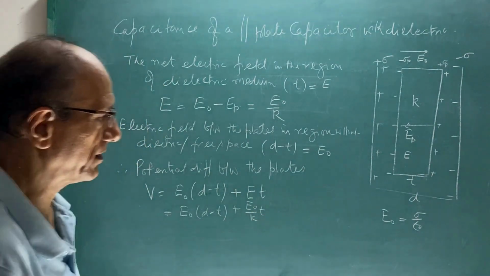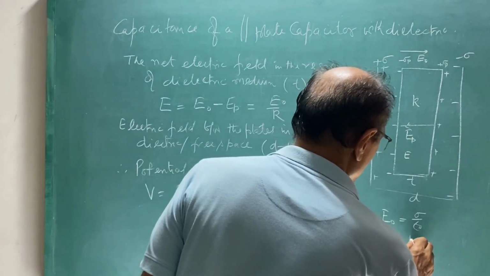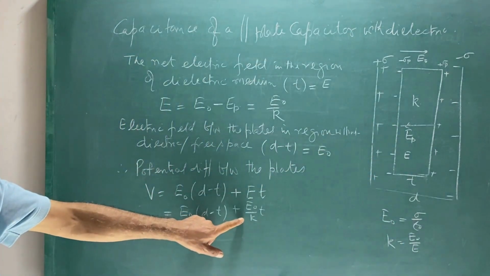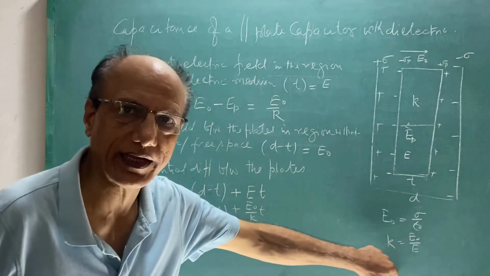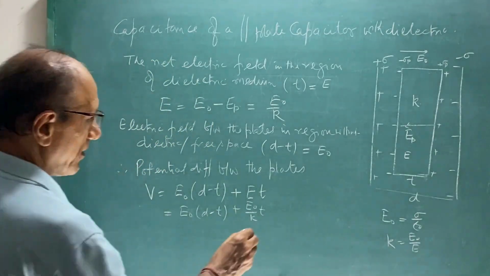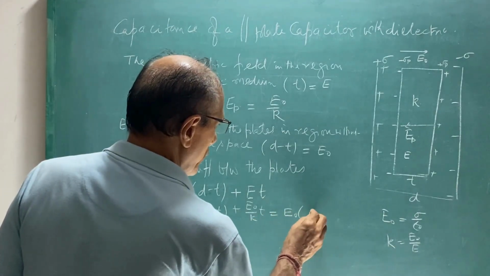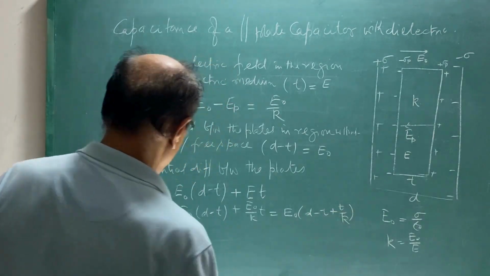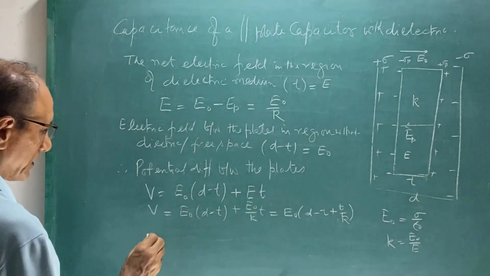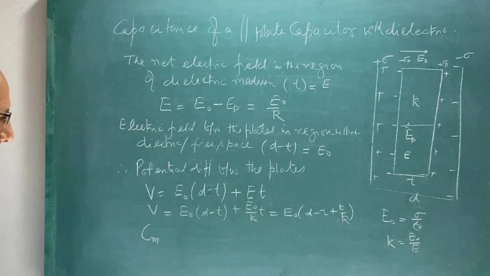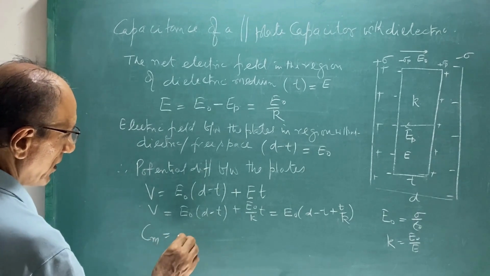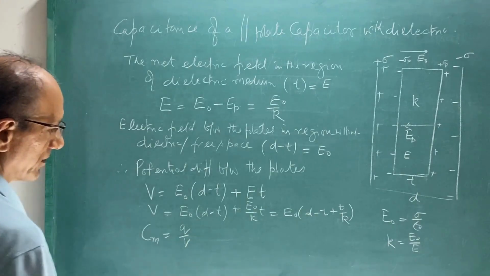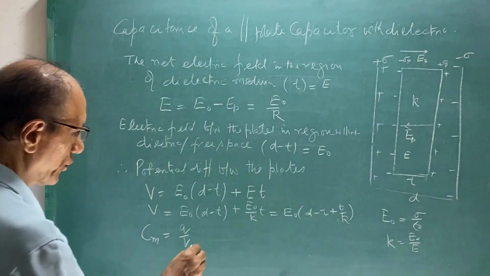The dielectric constant K is always equal to E naught upon E. So according to that, this E will be equal to E naught by K. So that is equal to E naught into D minus T plus T by K. Now capacitance, with the medium, that will be equal to Q by V. Now Q equals what?